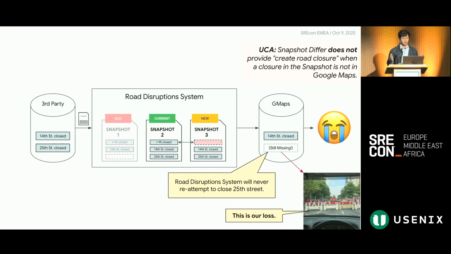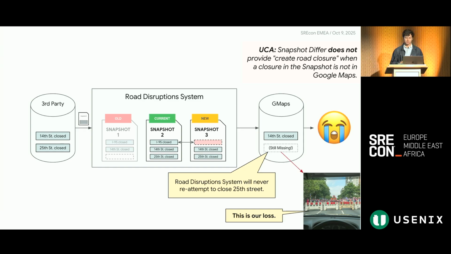Days or weeks later, the missing road closure on 25th Street is what results in all of our users being upset and me getting paged. Now we're in a lost state. You see, the road closure could have gone missing days or weeks prior to users navigating on this road. The key problem here is that the road disruption system had the wrong belief about which closures were on Google Maps. All right, rhetorical questions, though you can answer on Slack if you're feeling compelled.